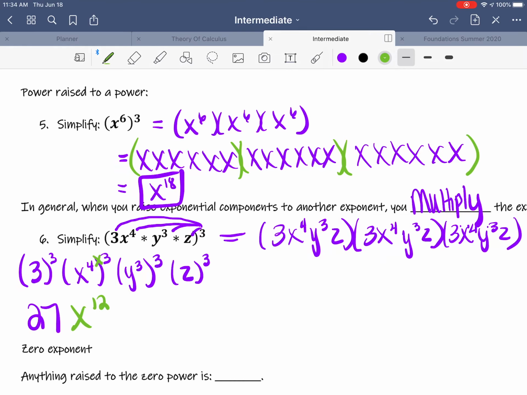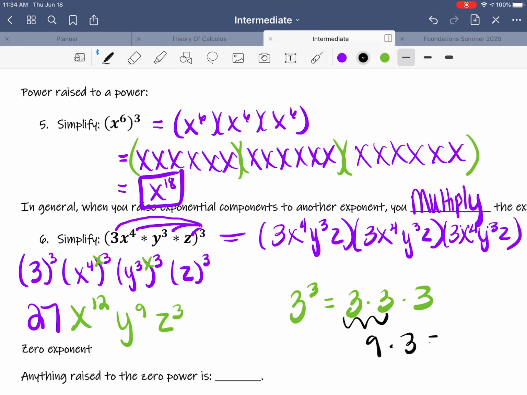Power to a power means multiply. And then this one just gets applied. So you might be wondering here why I got 27 instead of 9. Why didn't I multiply? Well, because when it's a constant like 3, 3 to the third means 3 times 3 times 3, which is 9 times 3, which is 27. So you have to be careful there.